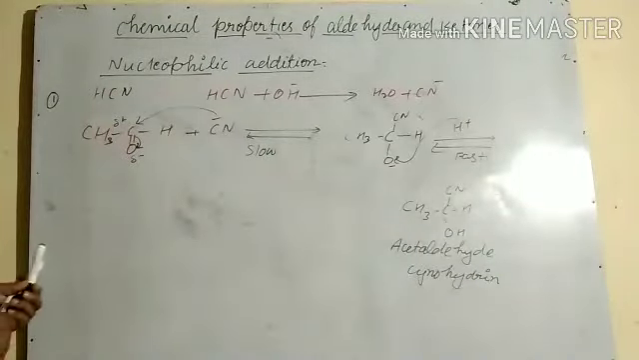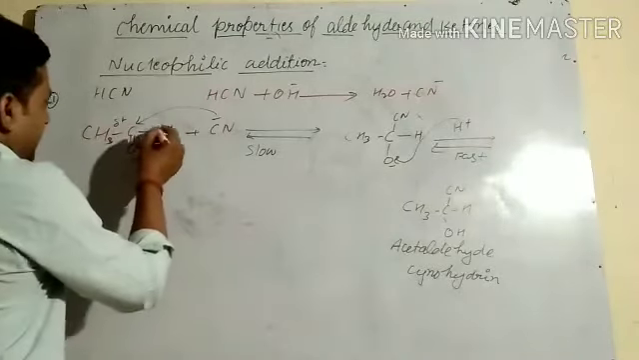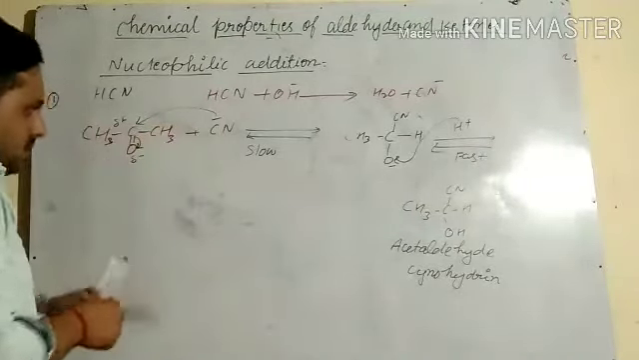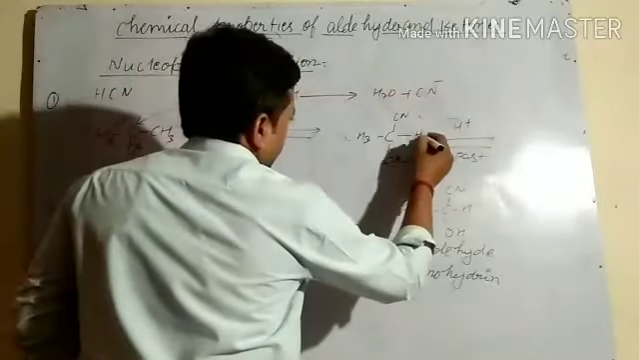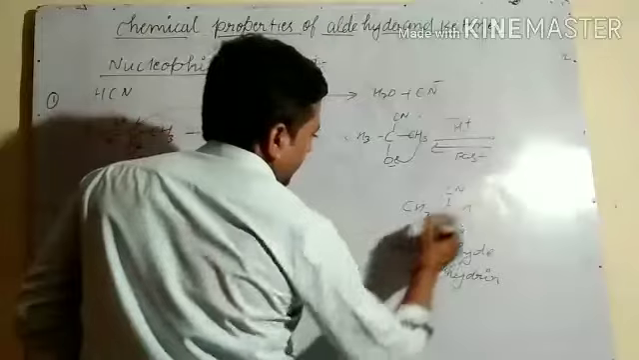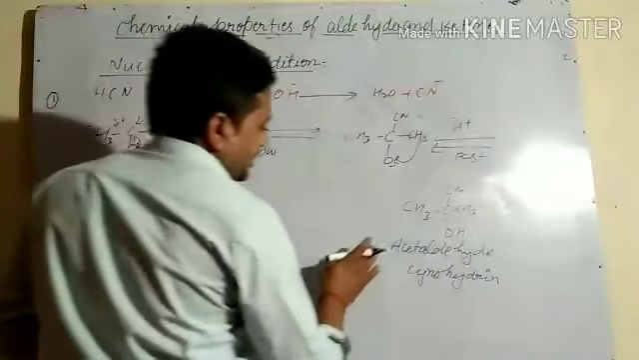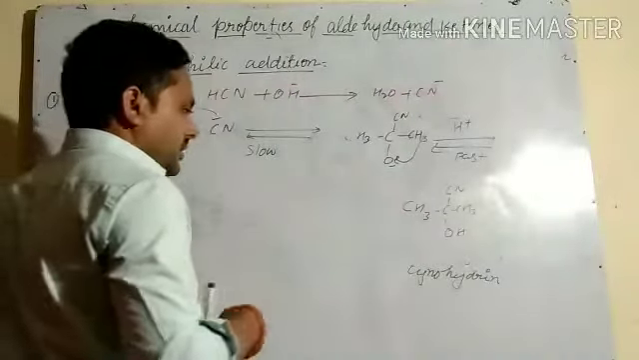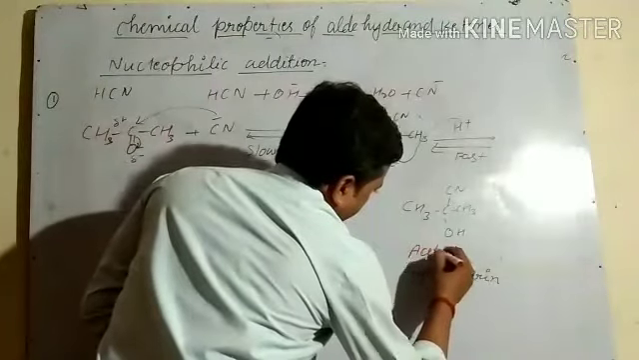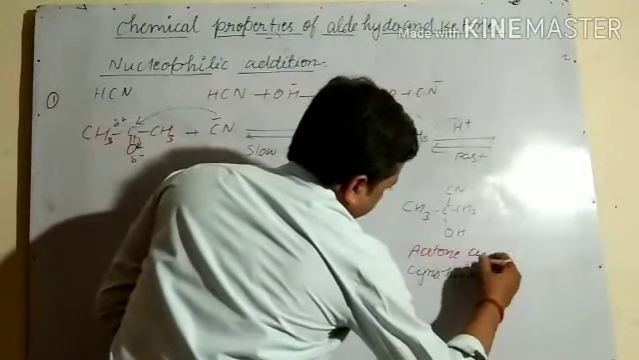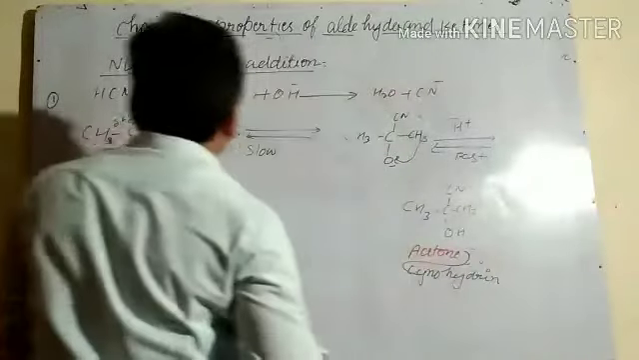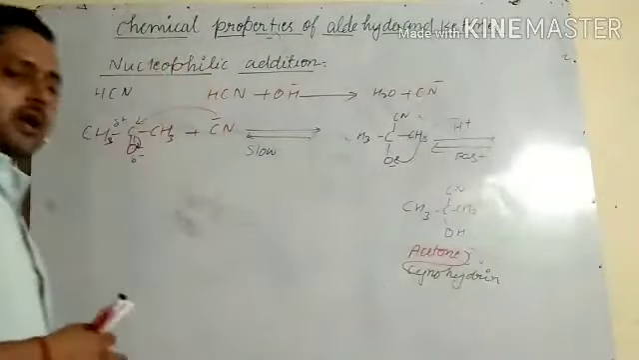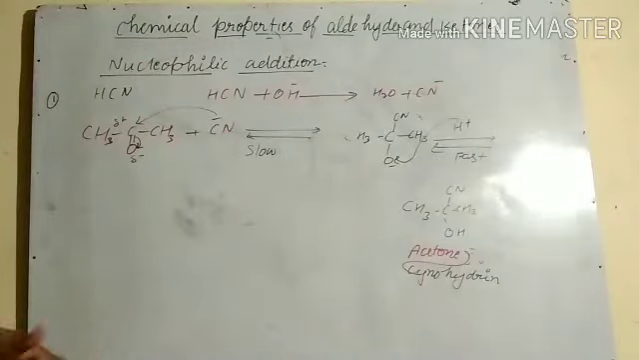Please note it. I think you have noted. If I take CH3 here also, like this, the product will be acetone cyanohydrin. So like this you will get the product by the addition of HCN to the carbonyl carbon.